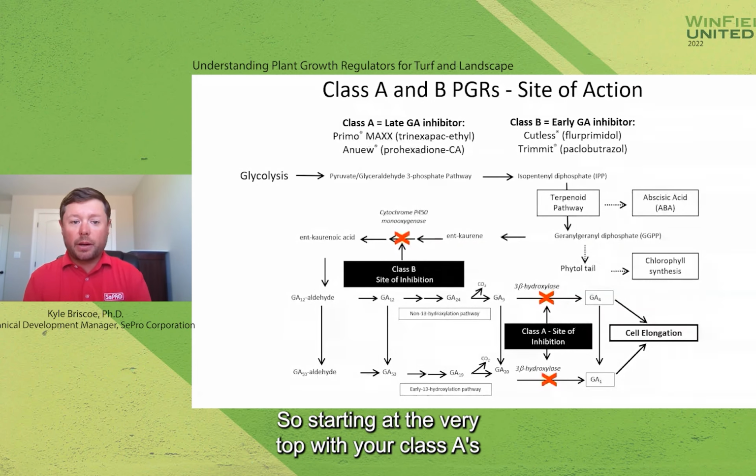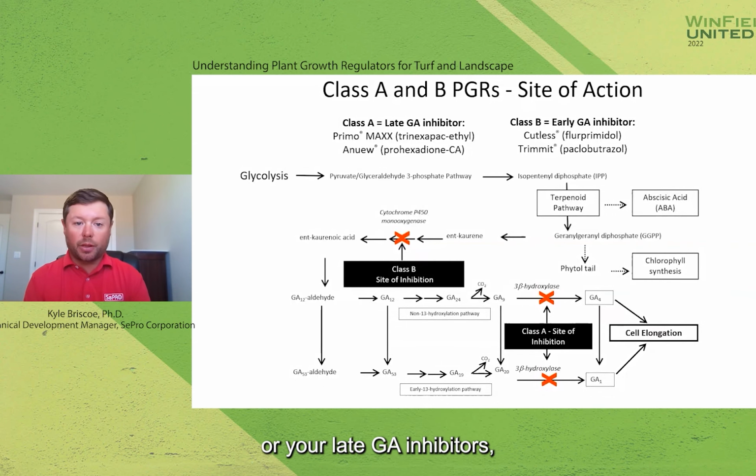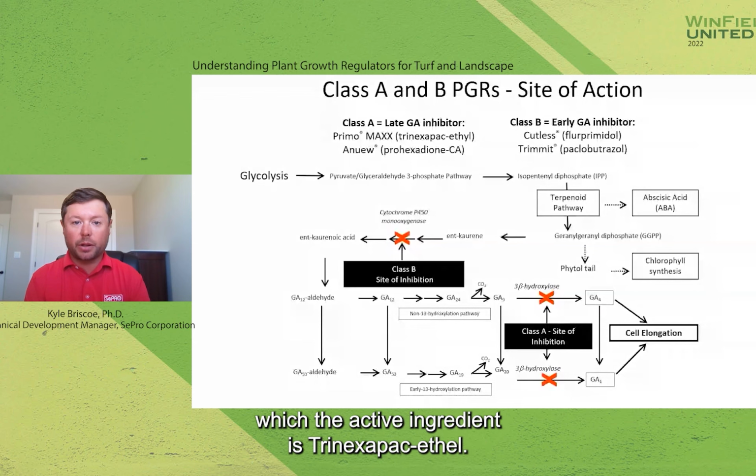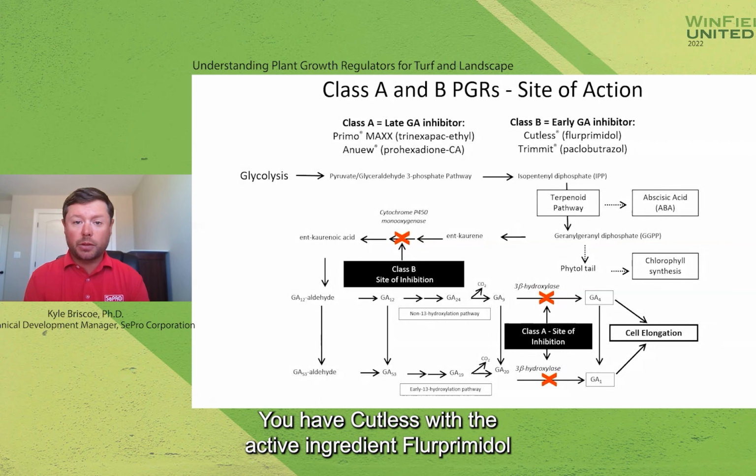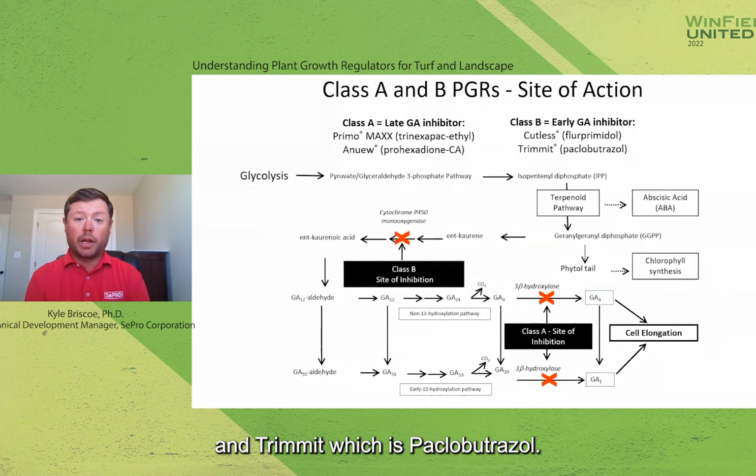So starting at the very top with your class A's, or your late GA inhibitors, you have Primo Max, which the active ingredient is trinexapac-ethyl, and you have Anuew, which is prohexadione calcium. And then you move over to the class B's, which are known as early GA inhibitors. You have Cutlass with the active ingredient flurprimidol, and Trimit, which is paclobutrazol.